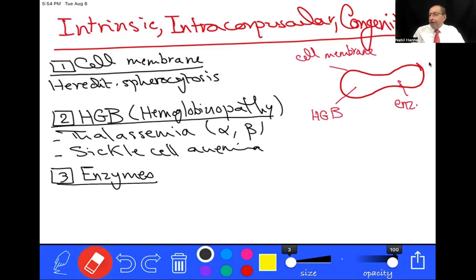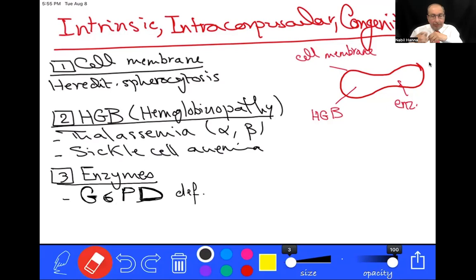And we have an enzyme known as glucose 6-phosphate dehydrogenase. Some kids are born with G6PD deficiency. And this is actually a sex-linked, X-linked disease. It's like hemophilia A.